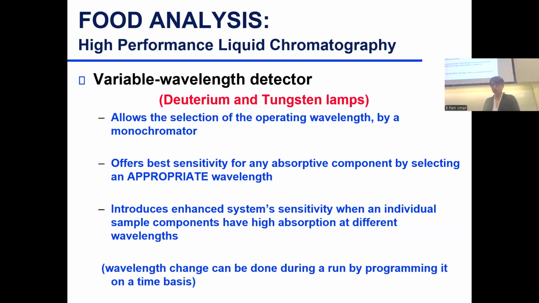So the benefit of a variable wavelength detector is that you can select your wavelength. Usually if you know your lambda max, you select it from the beginning, and this will allow you to quantitate at maximum sensitivity, because lambda max is the wavelength at which you have maximum absorbance. And by doing so, you follow Beer's law.